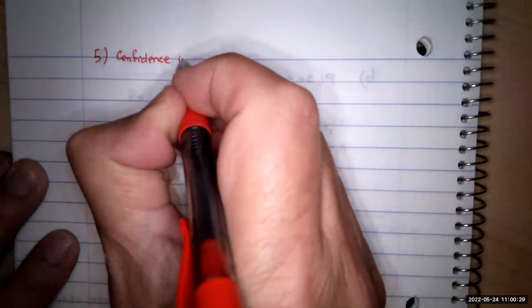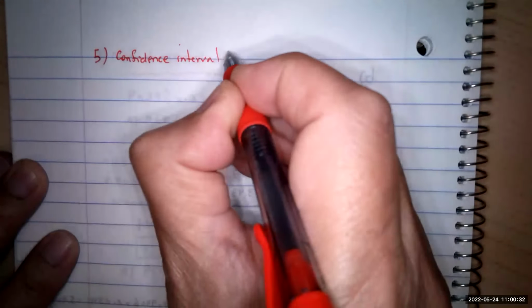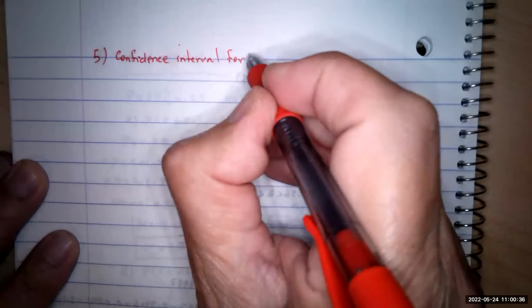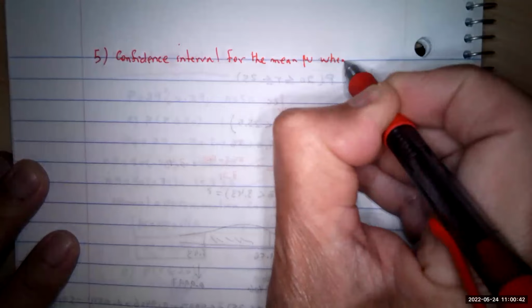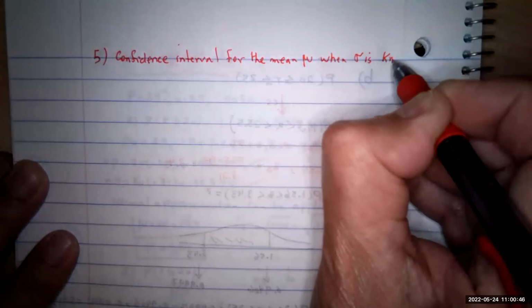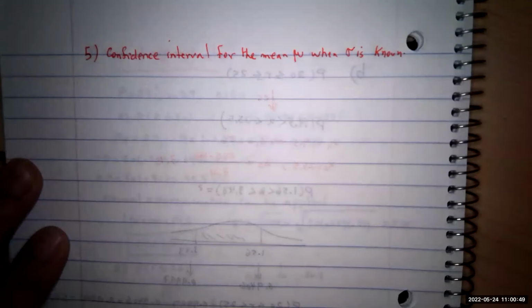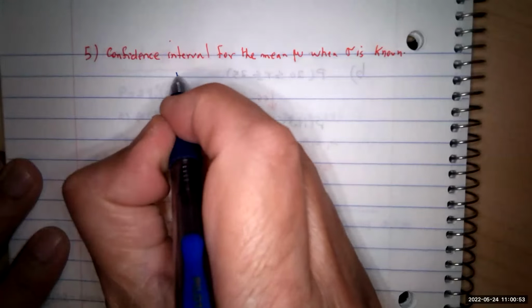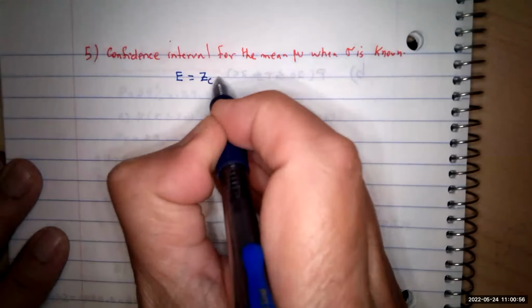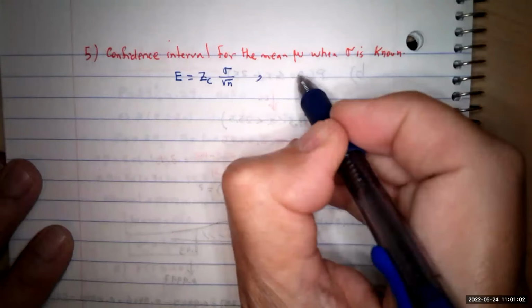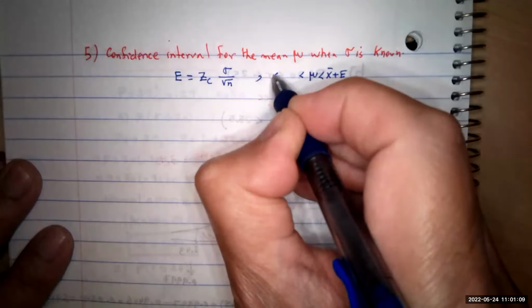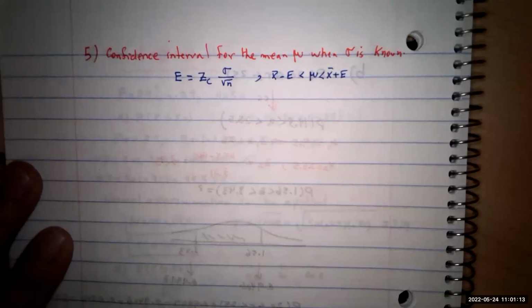It's a confidence interval for the mu, for the population mean, when sigma is known, it's given to you. If sigma is known, your marginal error formula is this one: E equals Z_C times sigma over radical n. That's your marginal error. And your interval is, mu is going to be between X bar minus E and X bar plus E. That's all the tools that you need to do this problem.